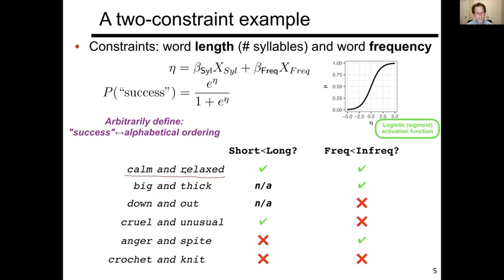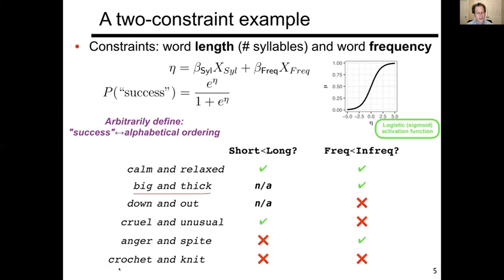In contrast, big and thick are 2 monosyllabic words. And so whether you choose that ordering or not, the short before long preference would be the same. So this constraint is in a sense inapplicable to this ordered binomial. On the other hand, big is a higher frequency word than thick. So big and thick ordering satisfies frequent before infrequent. If we had chosen the thick and big ordering, then we would have NA here and we would have an X mark here.